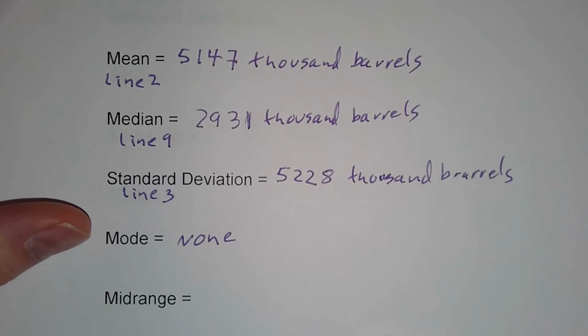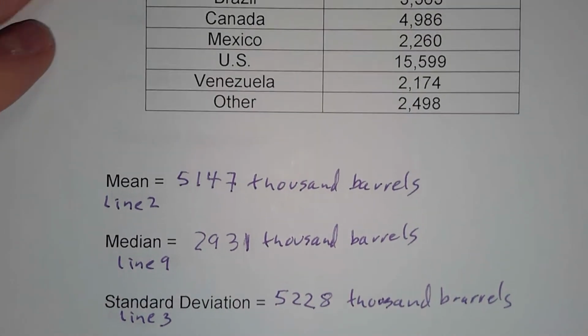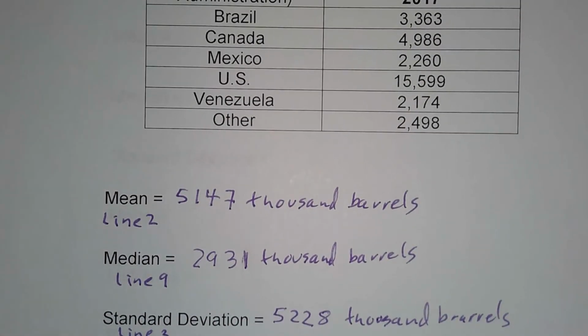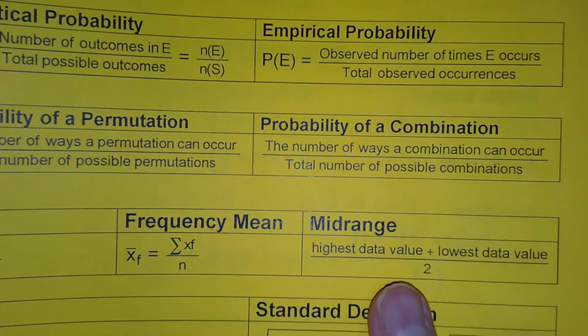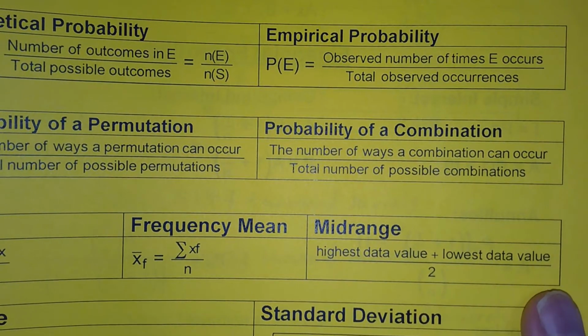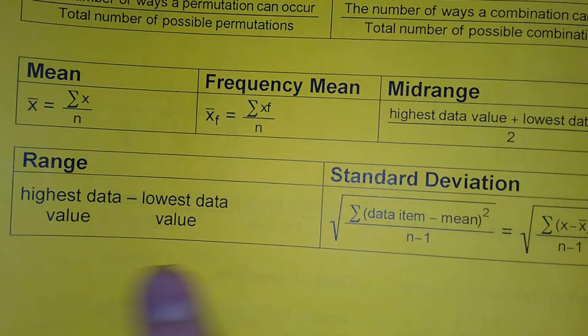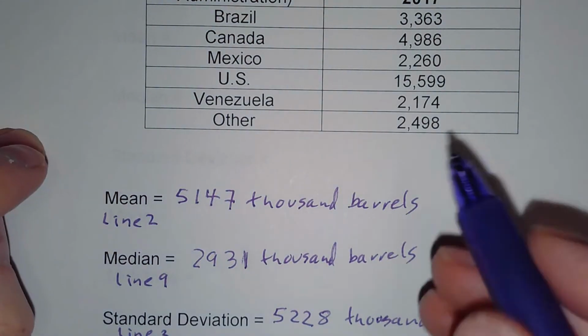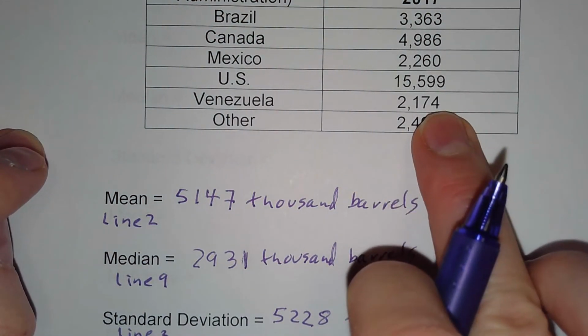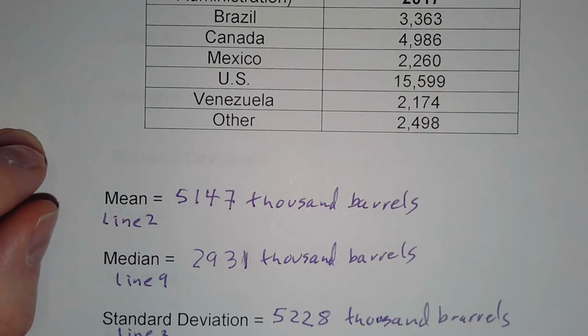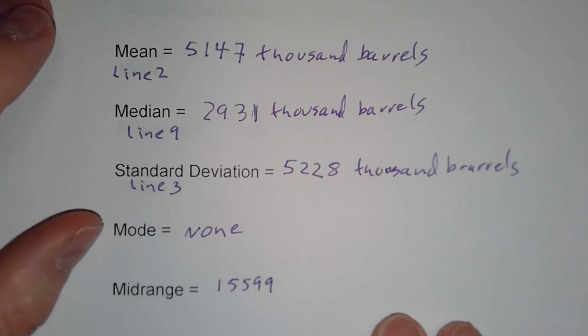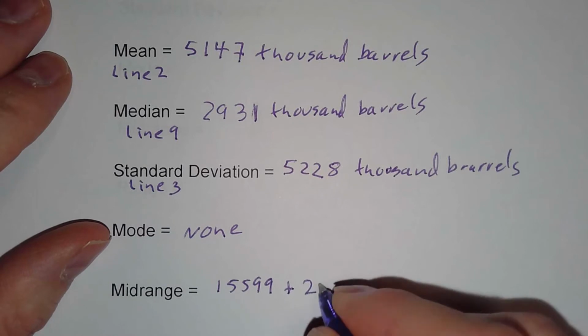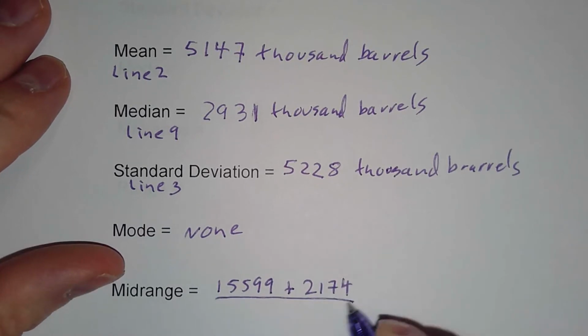For the mid-range, we're going to add our lowest and highest value and divide by 2. And keep in mind, if you forget that, you have your formula here for the mid-range. Here's the mid-range, and here's the range. So my lowest data value here was Venezuela. Highest was the US. So we're going to add those together and divide by 2.